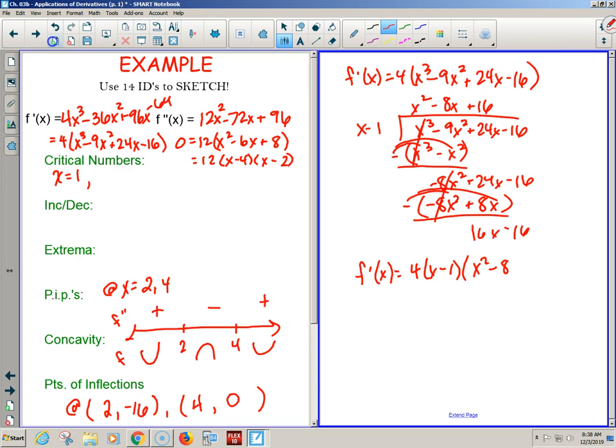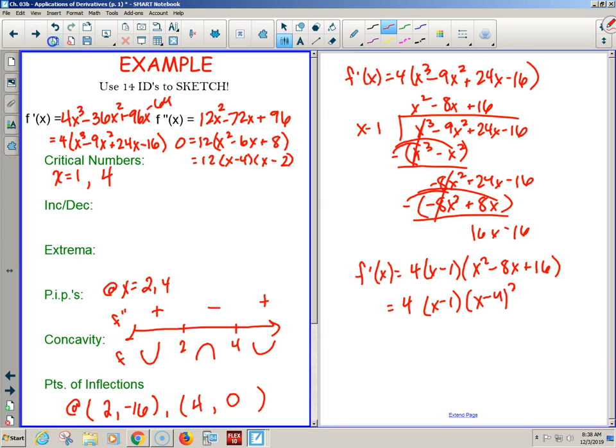minus 8x plus 16, which is just x minus 2. Sweet. What can we do now that we know my critical numbers? What are we looking for? These guys.